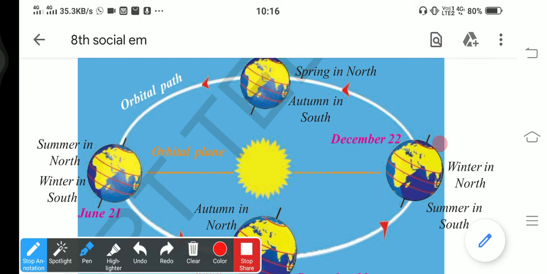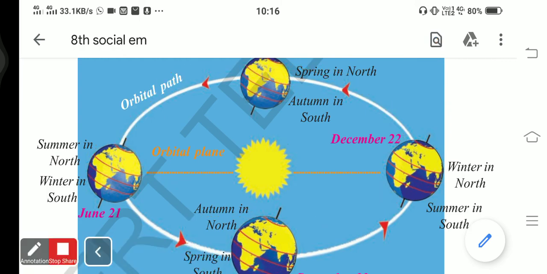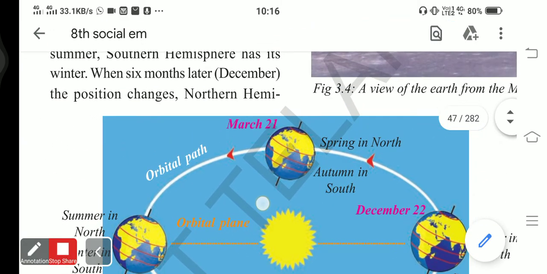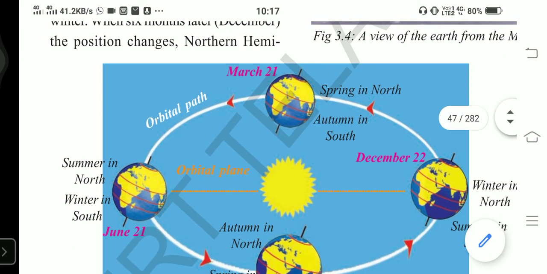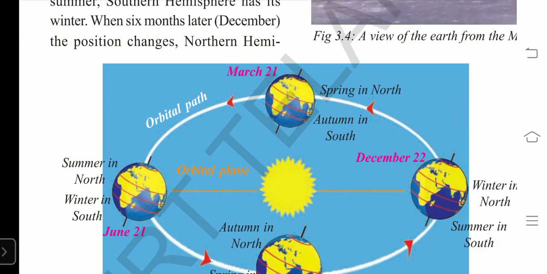That is called revolution. And to complete a revolution, it takes 365 days 5 hours 56 minutes. It is nothing but 1 year. Each revolution takes about 1 year. Understand? This is the length of the year of the earth. Understand? So, how does this cause the formation of seasons on the earth, right?